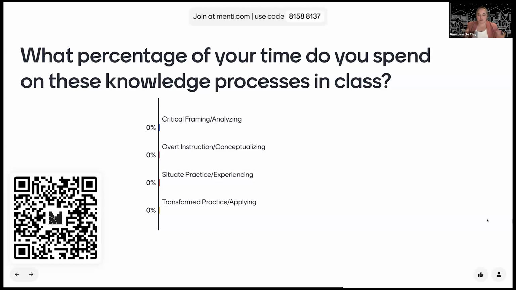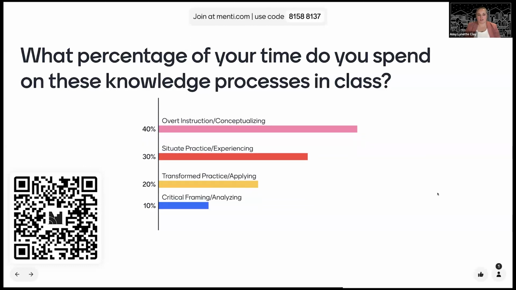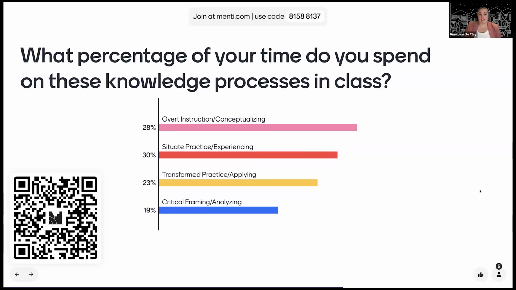And so we're still on the Menti, and we're gonna highlight how do we divide our class time with our students? Do we spend it analyzing, conceptualizing, experiencing, or applying? What do we spend the most time with our students doing? I know I probably spend the most time doing situated practice or experiencing with my students, like asking them, what do they already do? What do they know?